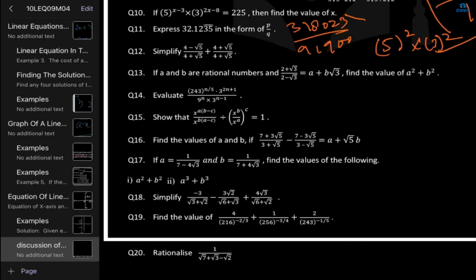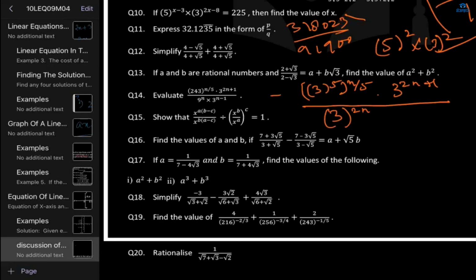Now again, it is written n by 5 dot 3 to the power 2n plus 1. Now you can write 243 as 3 to the power 5, multiplied by 3 to the power 2n plus 1, upon 9, which can be written as 3 to the power 2n multiplied by 3 to the power n minus 1. After getting this equation, the 5 will be cancelled, and you get 3n multiplied by 3.